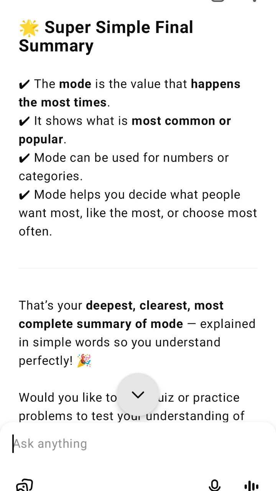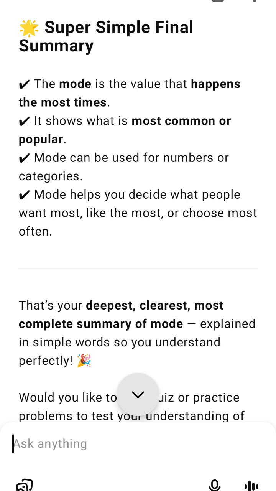Differences: mode versus mean versus median. Mean: add all numbers, divide by how many, the average value. Median: the middle number when numbers are lined up from smallest to largest. Mode: the number or item that happens most often. Each gives different information about your data.